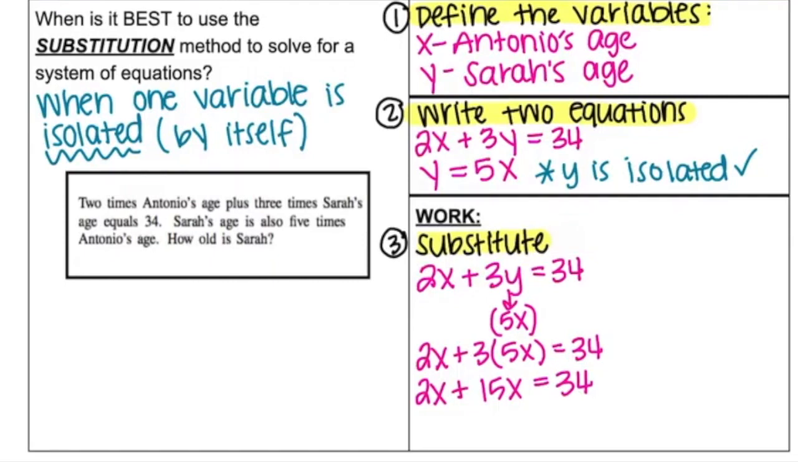Now we can combine like terms. 2x plus 15x is 17x. And then we'll want to isolate this x by dividing by 17 on both sides. Okay, so that gives us x equals 2.